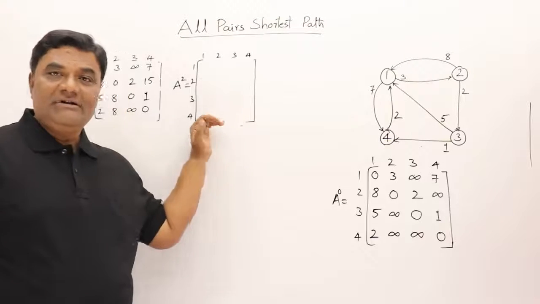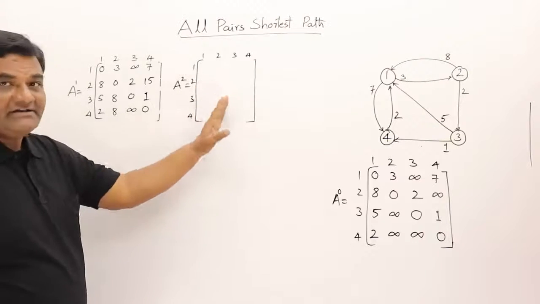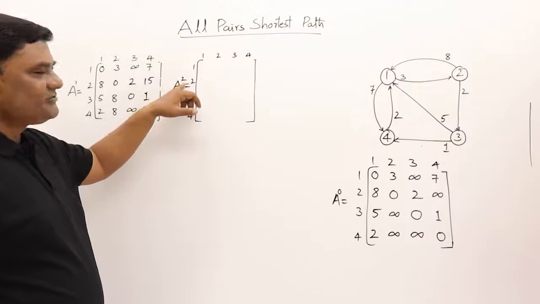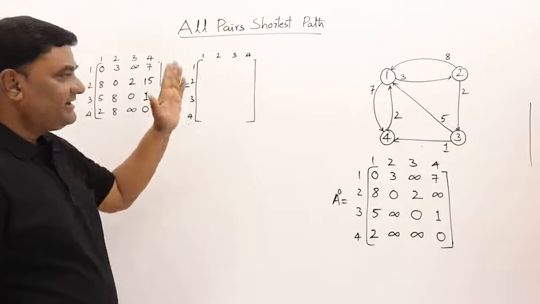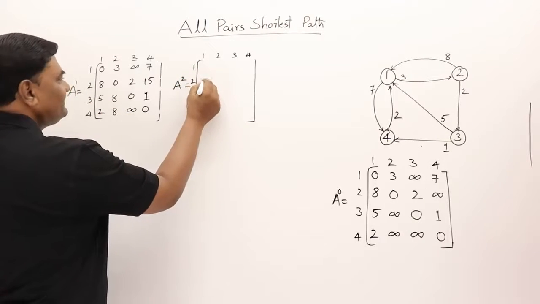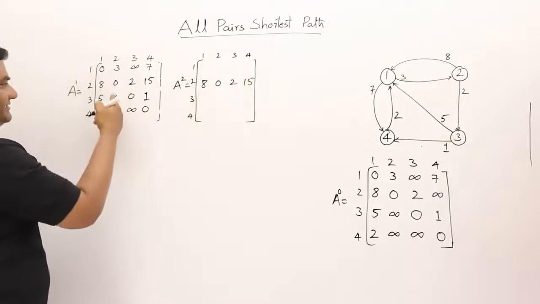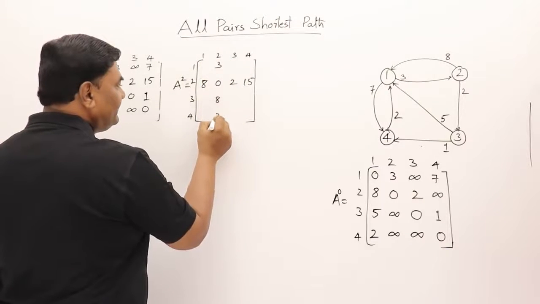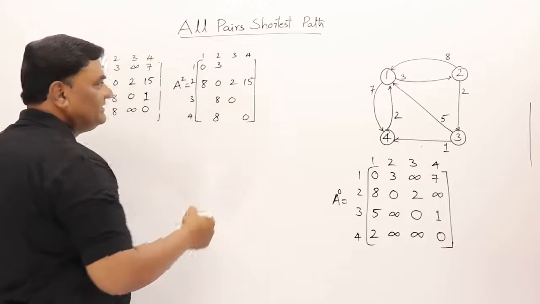Now I will prepare a matrix which is going via vertex 2. So I should generate this matrix from this matrix. So when I am taking matrix 2 as an intermediate vertex, then the second row and second column remain as they are. So I will take this second row, second column as it is. 8, 0, 2 and 15. Second column is 3, 0, 8, 8. And the diagonals remain 0 only.